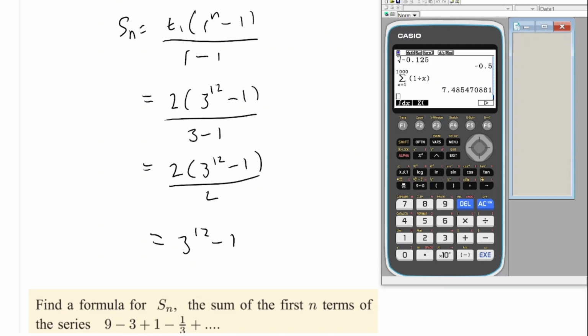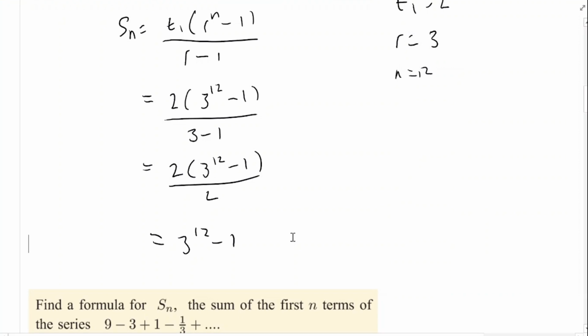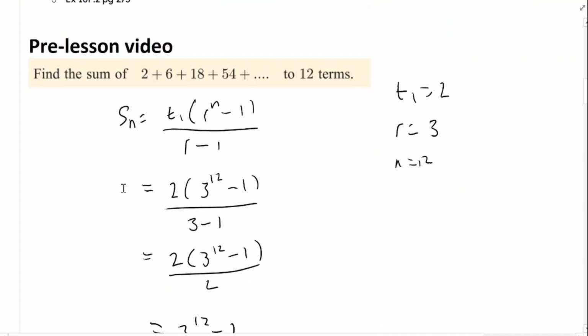So we can work out what that is. 3 to the power of 12, and we take away 1. We get 531440. Great, so that's our value there.